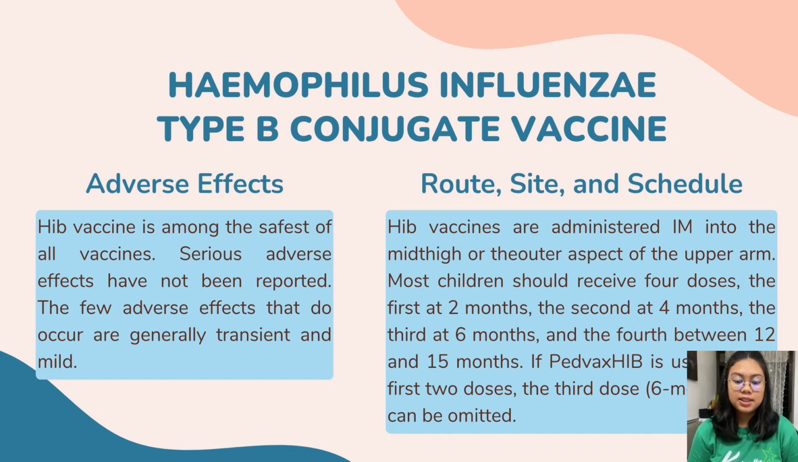For its route, site, and schedule of immunization, it is administered intramuscular into the mid-thigh or the outer aspect of the upper arm. Most children should receive 4 doses, the first at 2 months, the second at 4 months, the third at 6 months, and the fourth between 12 and 15 months.